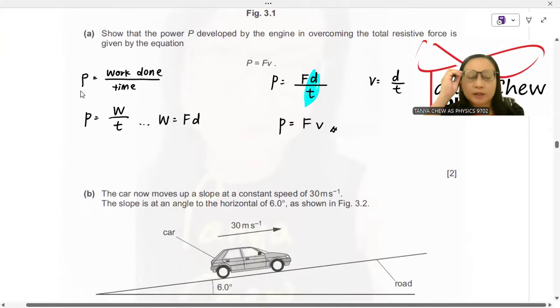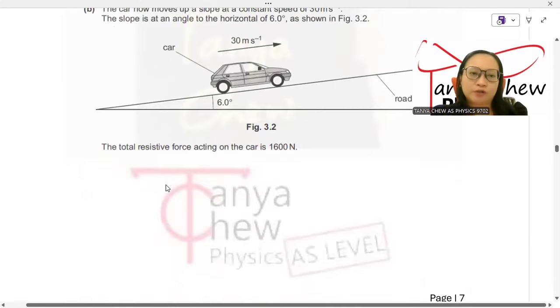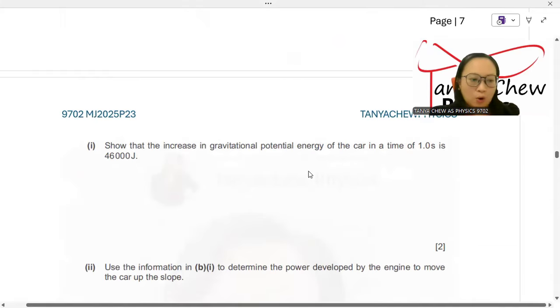Now, B, the car now moves up a slope at a constant speed of 30 meters per second. The slope is at an angle to the horizontal of 6 degrees, as shown in Fig 3.2. The total resistive force acting on the car is 1,600 newtons. Show that the increase in the gravitational potential energy of the car in a time of 1 second is 46,000 joules.